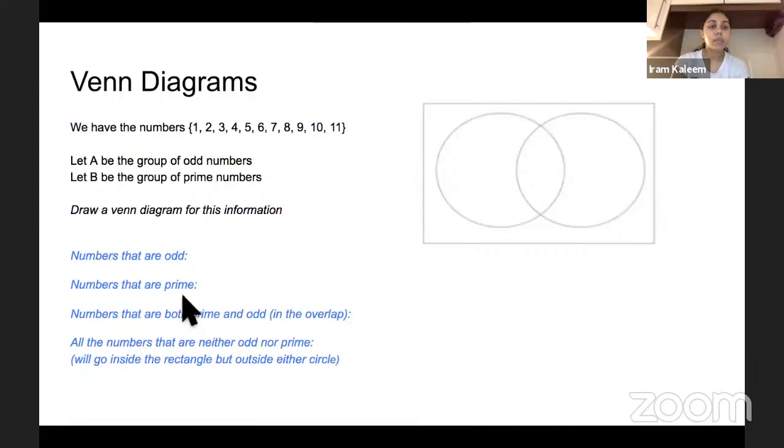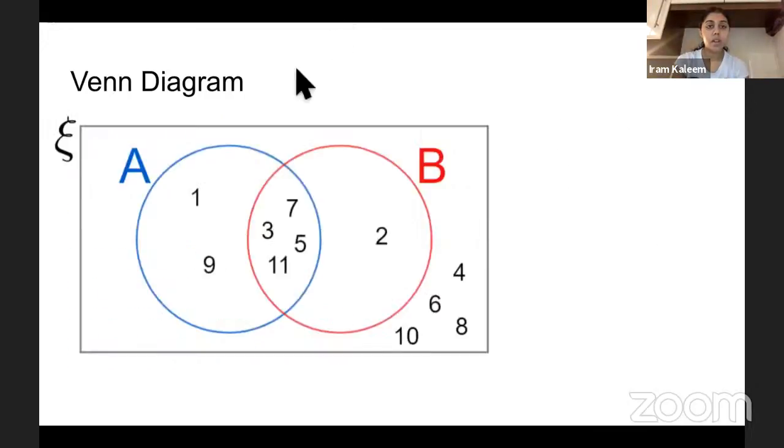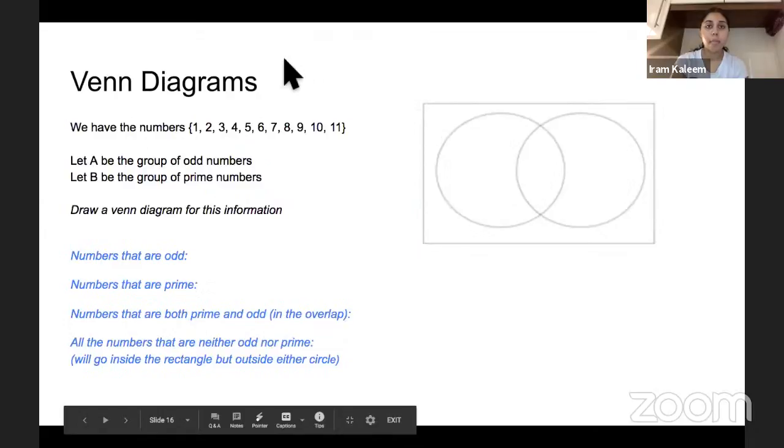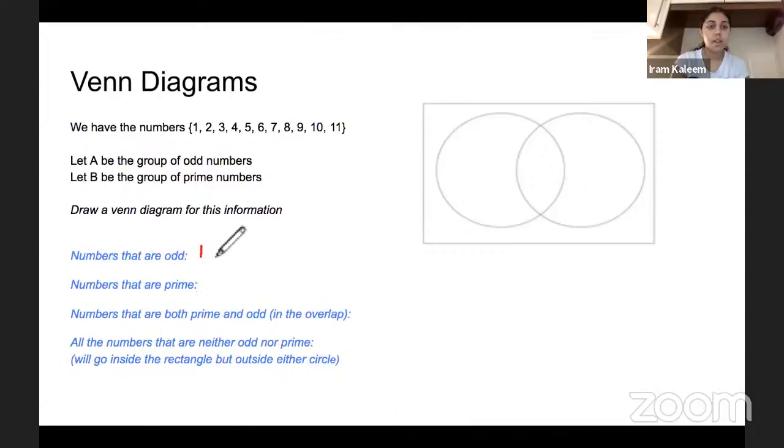So the numbers that are odd. So let's look at group A. Let A be the group of odd numbers. So numbers that are odd, we've got 1, 3, 5, 7, 9, and 11.